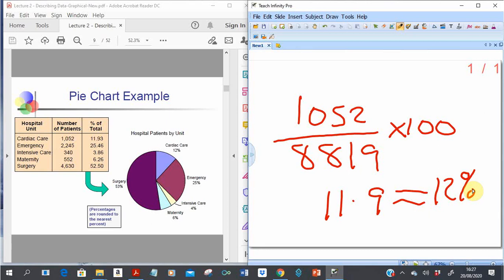Okay, so that is how we construct a pie chart. You divide the circle according to the percentages. You know the whole circle is 100%. So according to the percentages that you get, you can allocate a sector or a slice to each unit.